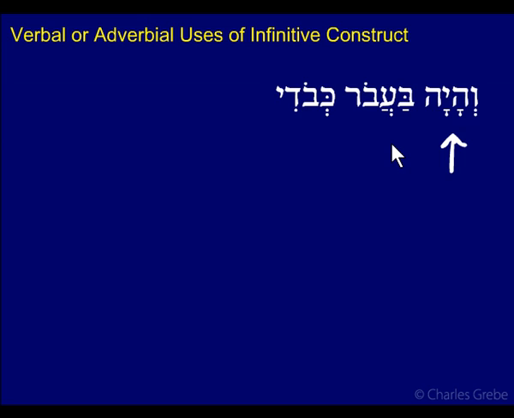Okay, so that is how you deal with b and k on the infinitive construct. You translate it something temporally. K, or when, as, or while. And the time will be marked by something else, often by Vayhi or V'haya. Let's now look at L.